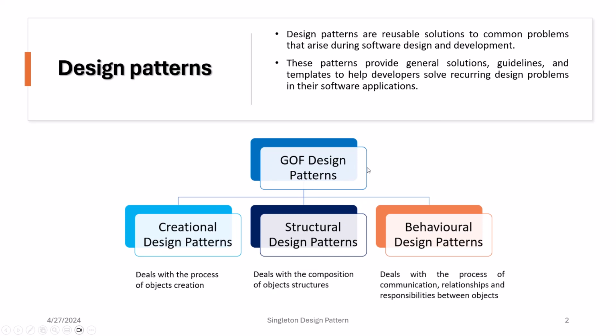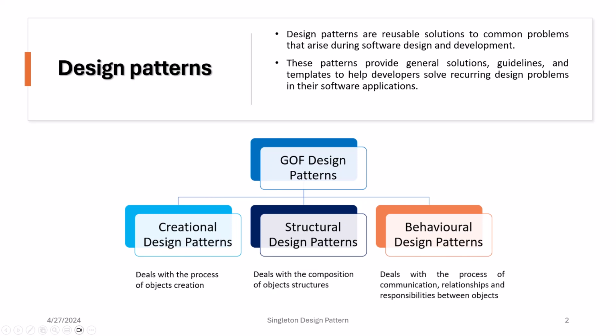There are actually 23 design patterns, which are categorized into creational design patterns, structural design patterns, and behavioral design patterns. Creational design patterns deal with the process of object creation, while structural design patterns deal with the composition of object structures, and behavioral design patterns deal with the process of communication, relationship, and responsibilities between objects. Here we will start first with creational design patterns.